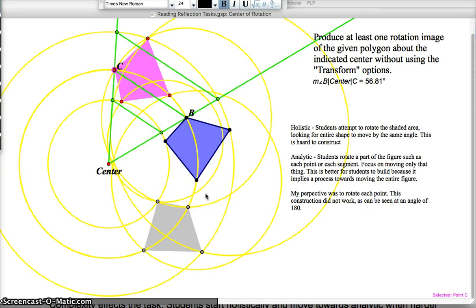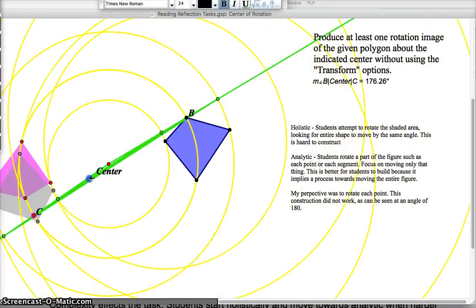Analytically, students might rotate one part of the figure, like one point or one segment, and focus on moving just that thing. I think that's better for students because it implies a way towards solving the whole thing.